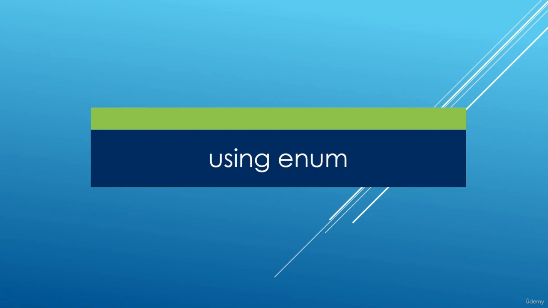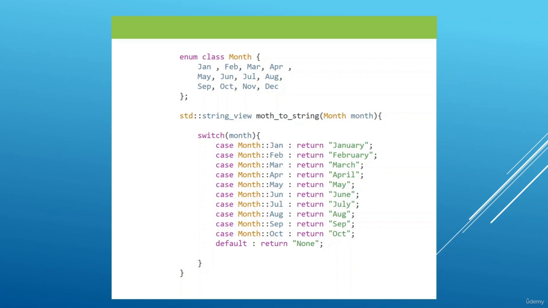In this lecture, we're going to learn about using enum. This is a feature we have in C++20 to simplify how we work with enum classes. Let's look at an example here. Here we have our enum type. It is what we have done in the last lecture, nothing new here.